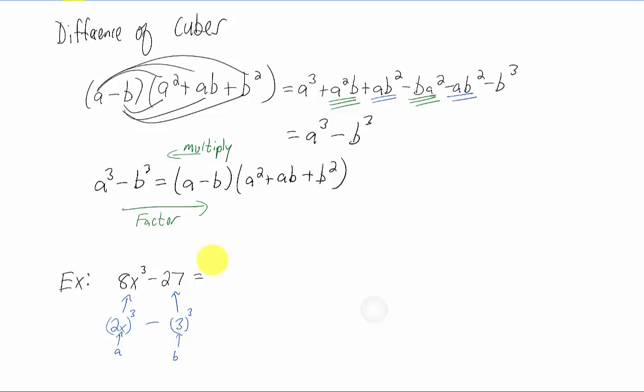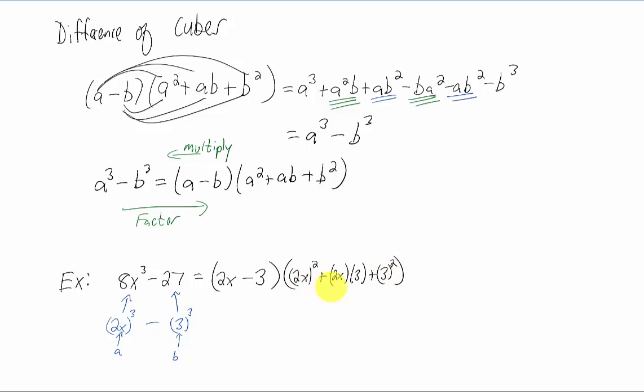Now that we know this is a difference of cubes, we know it's going to factor into a binomial, this one right here, times a trinomial, this one right here. We just have to fill out what our a's and b's are. So let's write it out. A is 2x minus b is 3. Then we have a squared. I'm just going to write it out as a squared plus a times b, which is 2x times 3, plus b squared, which is going to be 3 squared.